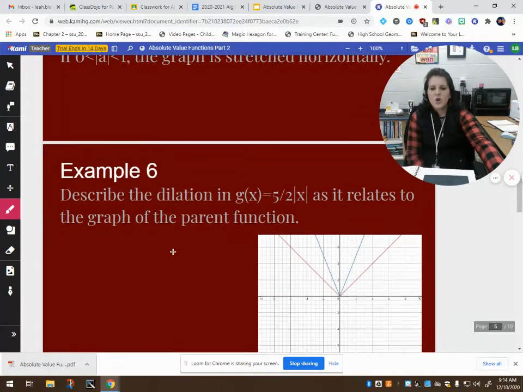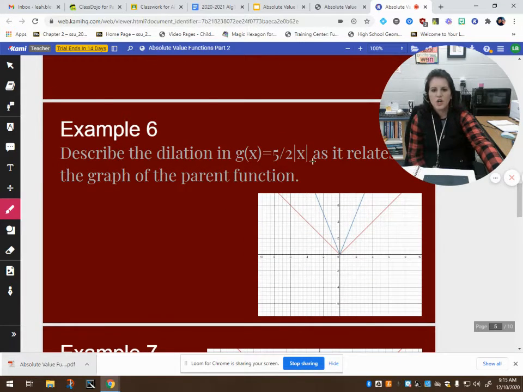Okay, so let's describe the dilation that occurred in the function g of x equals 5 halves times the absolute value of x as it relates to the graph of the parent function. So you can see here on my graph, I have the parent function in red, and then I have this blue function that is the g of x. So what happened when I multiplied the absolute value by a number greater than 1? 5 halves is greater than 1.